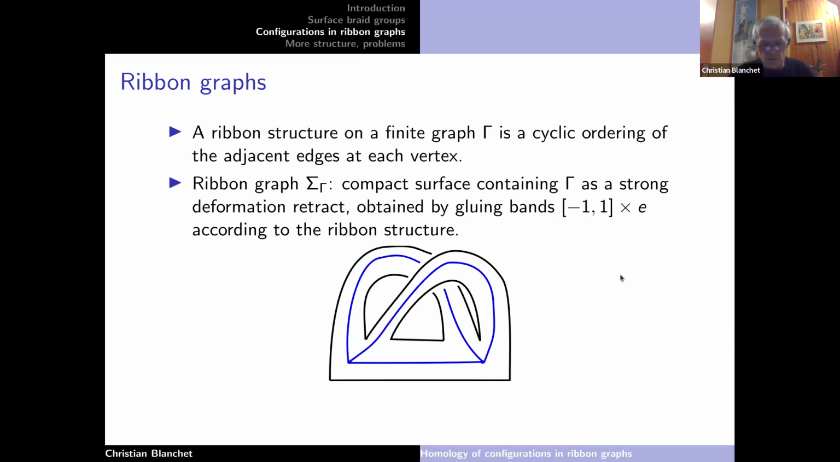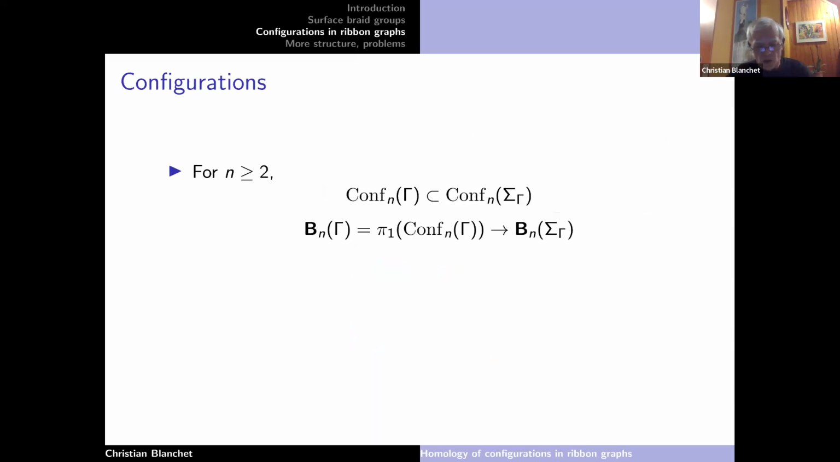So now you could also consider the braid group of the graph, defined similarly. And by inclusion, this group goes to the surface braid group.